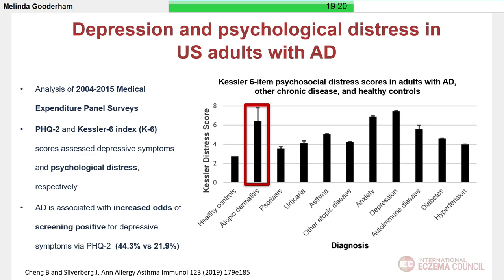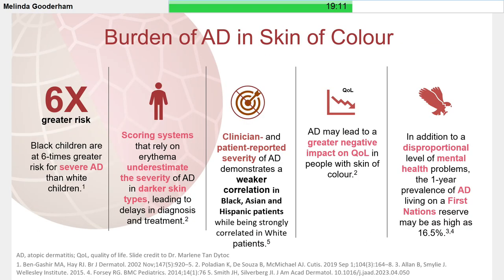So the AD patients really do have the same psychological distress as patients with a mental health diagnosis of anxiety and depression. And since we are talking about this from a global perspective, we have to think of the burden of AD in skin of color. We know that Black children are at 6 times greater risk for severe AD than white children. A problem is that the scoring systems that rely on erythema can underestimate the severity of AD in darker skin tones. That might lead to a delay in diagnosis, a delay in treatment, or an underdiagnosis.